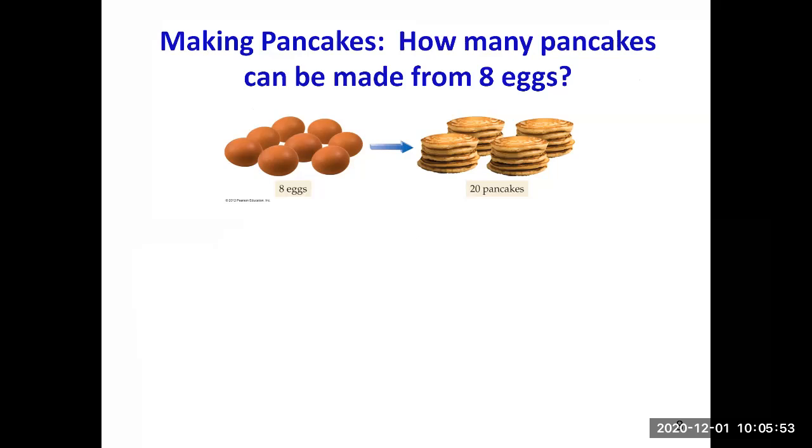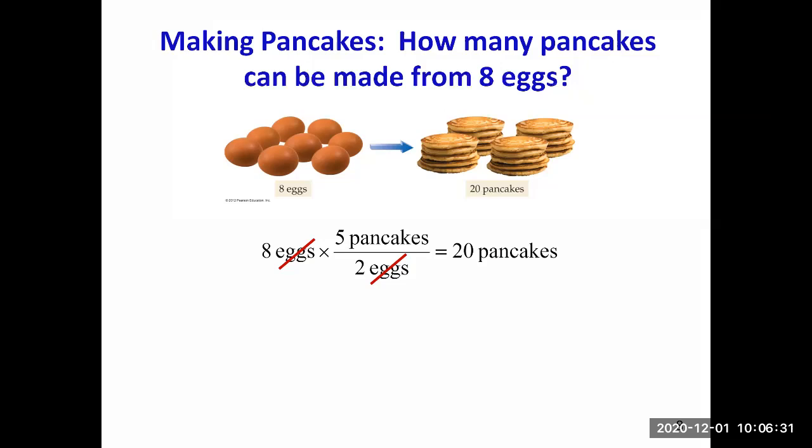For example, if you have 8 eggs and you want to make as many pancakes as you can from your number of eggs, given that you have everything else in enough quantity. So your given amount here would be 8 eggs, and you would multiply by the ratio that has the 5 pancakes on top and the 2 eggs on the bottom, because this way the units of eggs cancel, and you do 8 times 5 is 40, divided by 2 is 20. So you can make 20 pancakes from 8 eggs.